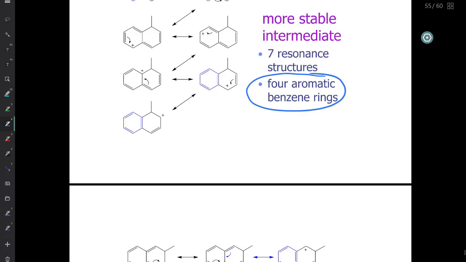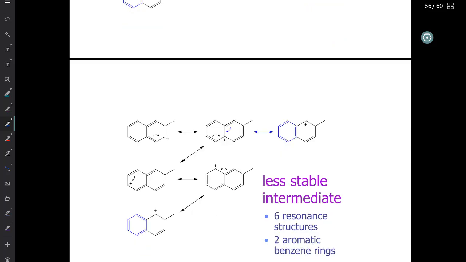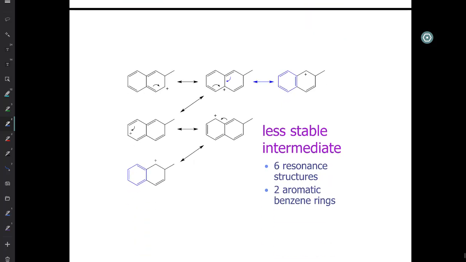To compare, I did what would happen if you add it in the number 2 position. So remember, this is the 1, and that's the 2, right? So to the number 2 position, there's a number of different resonance structures. The blue arrow, if that arrow happens, that's this transition here. This is the intermediate that you get. That is an aromatic ring.